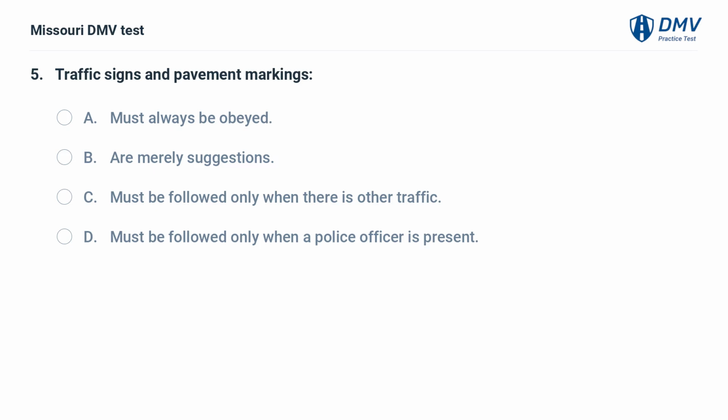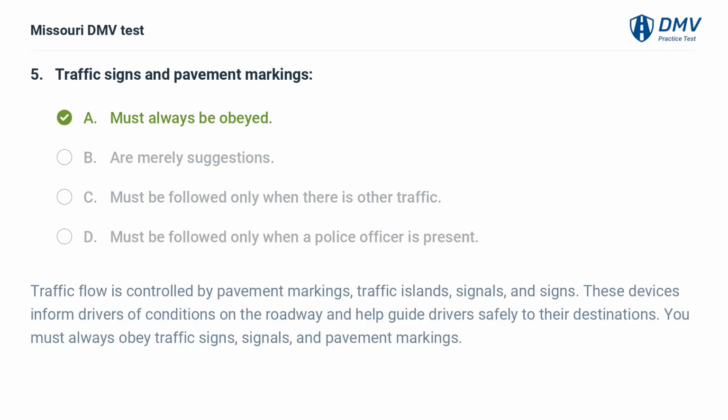Traffic signs and pavement markings. A. Must always be obeyed. B. Are merely suggestions. C. Must be followed only when there is other traffic. D. Must be followed only when a police officer is present. A. Must always be obeyed. Traffic flow is controlled by pavement markings, traffic islands, signals, and signs. These devices inform drivers of conditions on the roadway and help guide drivers safely to their destinations. You must always obey traffic signs, signals, and pavement markings.